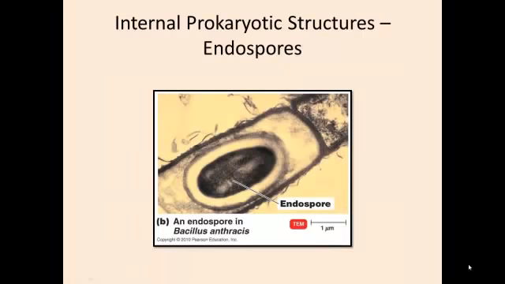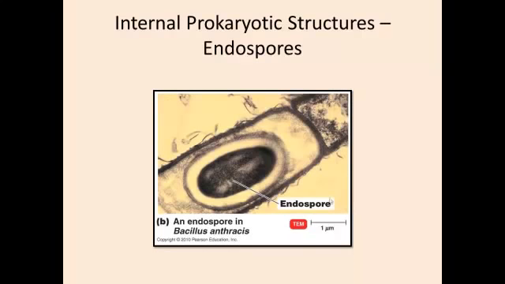The last structure that I feel it's important for you to know that are internal structures of prokaryotes is the endospore. The endospore is a survival mechanism for the cell. What happens is, with some bacteria that are able to form endospores, when times get tough, it gets too dry, there's not enough food, there's poison in the area, say from a disinfectant or from biological warfare of other bacteria, they will produce endospores.